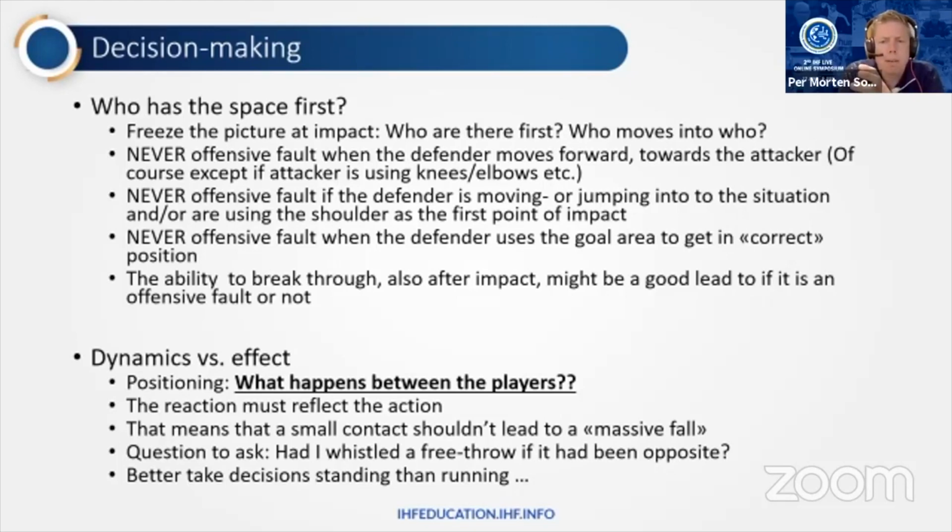Just also to be very clear about that, offensive faults and attacker's faults, I will say both. It's the same. Offensive fault and attacker's fault is the same.